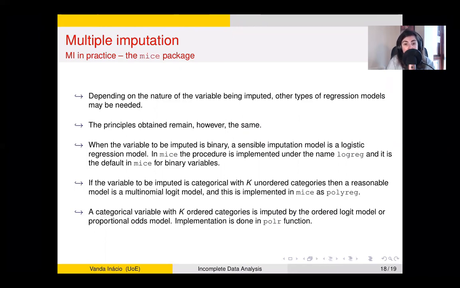But what is the default in mice? Well, if our variable to be imputed is binary, then using a logistic regression model seems a sensible approach, and that's the default in mice, and the method is logreg. If the variable has k categories, so not only 2 categories, but k unordered categories, then the default is polyreg. And if we have k categories but they are ordered, mice does this by default too.